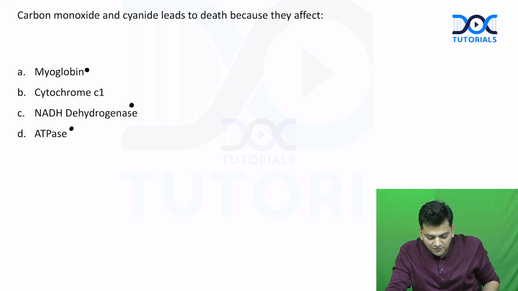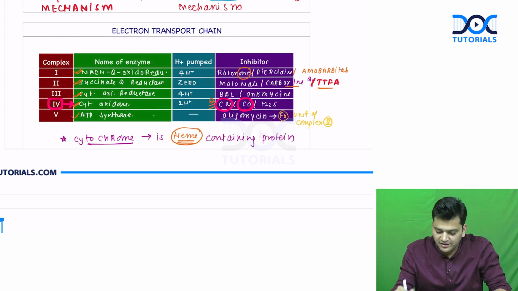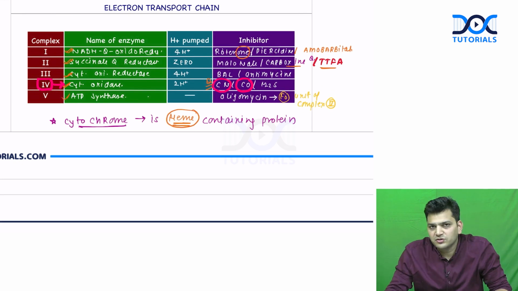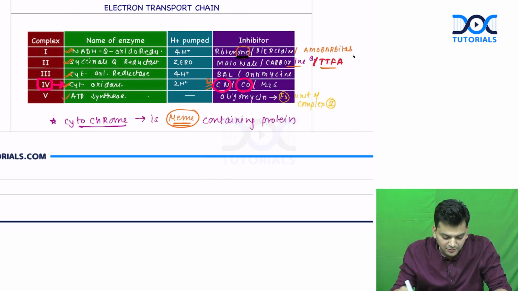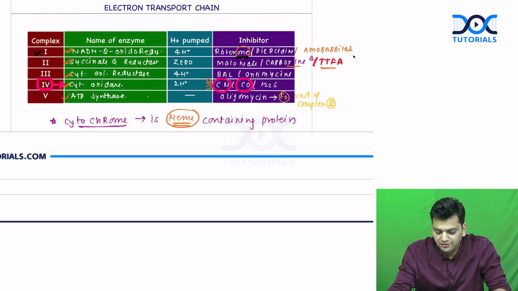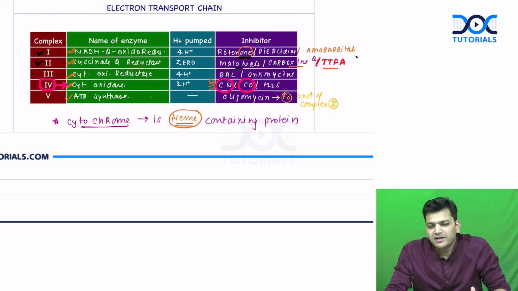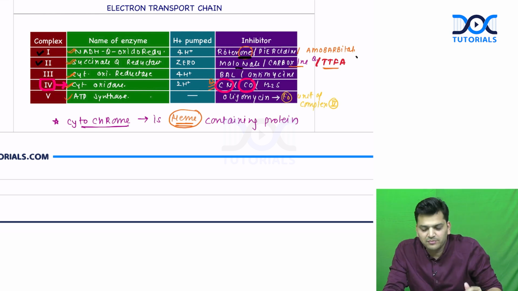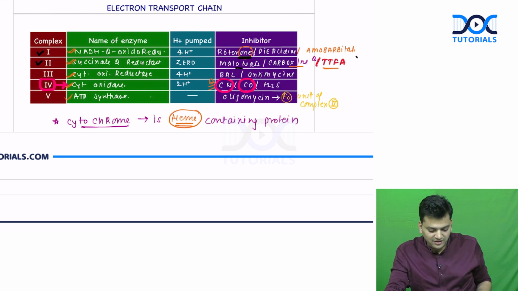But if the option was cytochrome oxidase, definitely that would be the answer. So these are the important inhibitors to be remembered: rotenone and phenobarbital inhibit complex 1, that is NADH-Q oxidoreductase or dehydrogenase. Complex 2, succinate Q reductase, is inhibited by malonate, carboxin, TTFA. Complex 3, cytochrome oxidoreductase, is inhibited by BAL and antimycin. And complex 4, which is cytochrome oxidase, is inhibited by cyanide, carbon monoxide, and hydrogen sulfide.